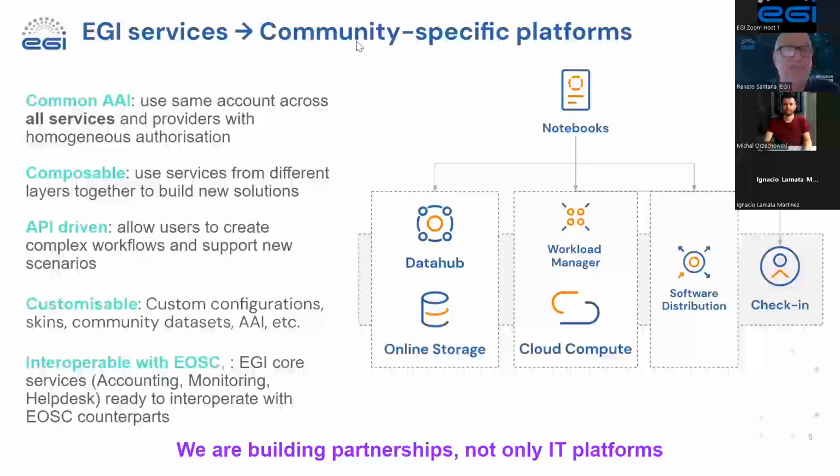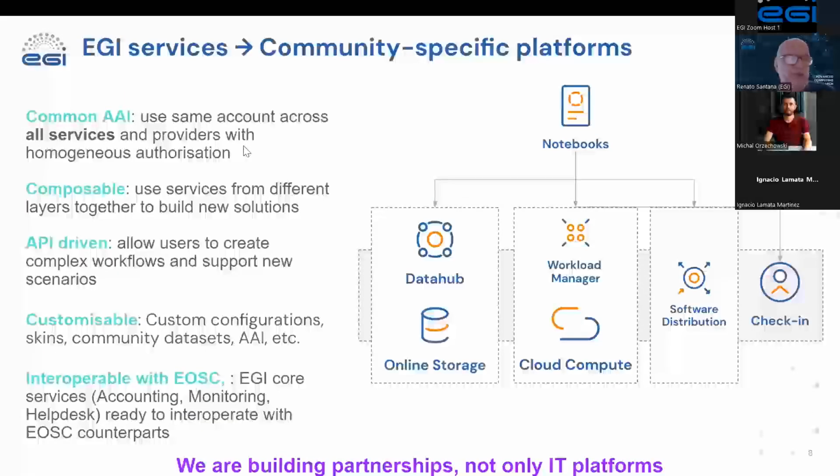EGI services in community specific platforms. The AI we have already been speaking about. Composable: use services from different layers together to build new solutions. API driven: we can also have APIs stored and use APIs to intercommunicate, like we are doing in our case, EUreka3D to Europeana.